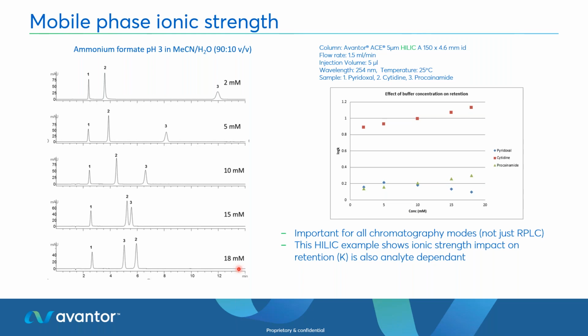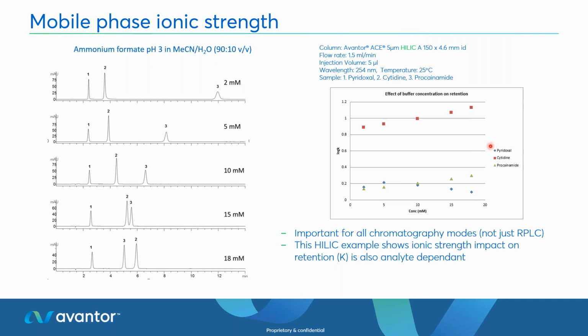But it's just showing you that for other modes of chromatography like HILIC, you do also need to really think about the ionic strength. Here, peak 3 loses retention as I increase the ionic strength. But peak 2 increases in retention. And that's because I'm working with a different mode of chromatography. And you can see it quite clearly here from the crossover of these lines.